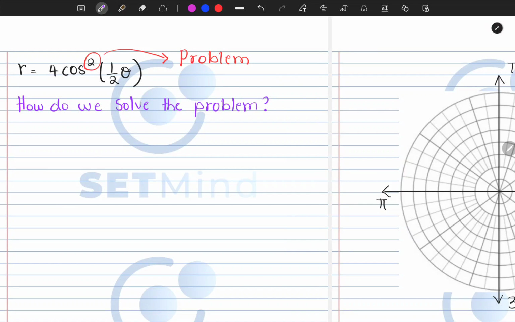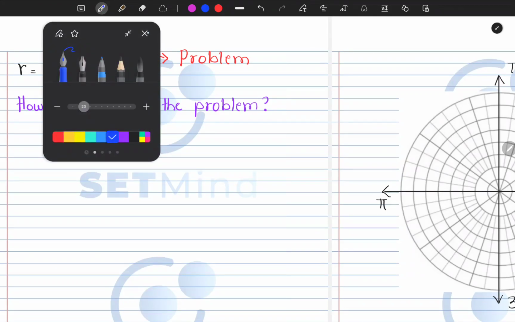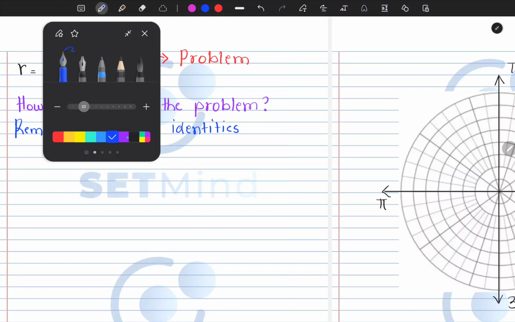The answer to the question lies on our understanding of double angles. So there's something I need you to remember. In fact, it's two of them. I need you to remember our double angle identities. Previously, you should have done a couple of them.